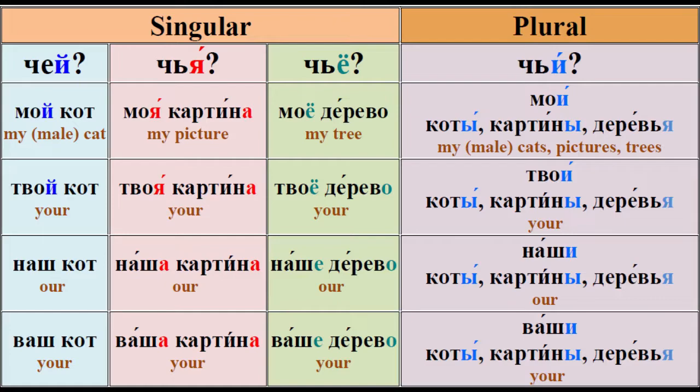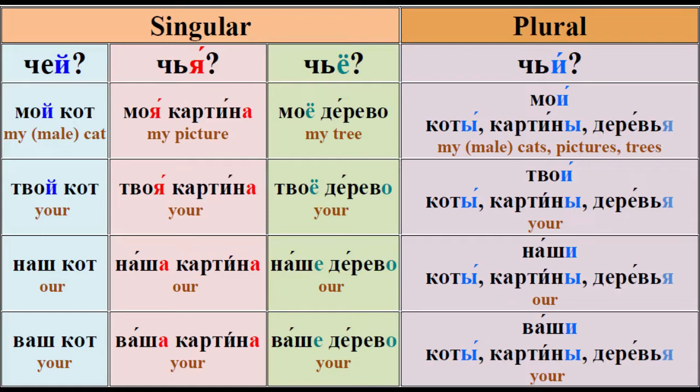If the noun is neuter, then the possessive pronoun your will sound like this: твоё. Твоё дерево. And if the noun is plural, then the possessive pronoun your will sound like this: твои. Твои коты, твои картины, твои деревья.